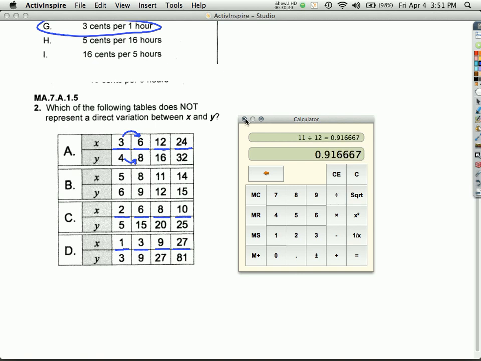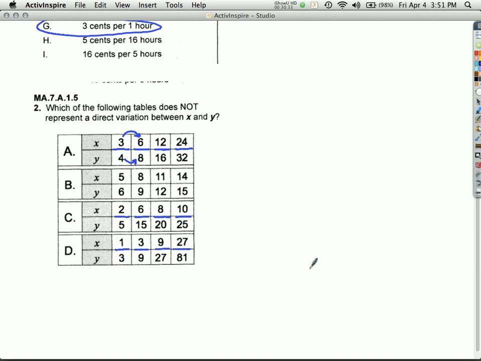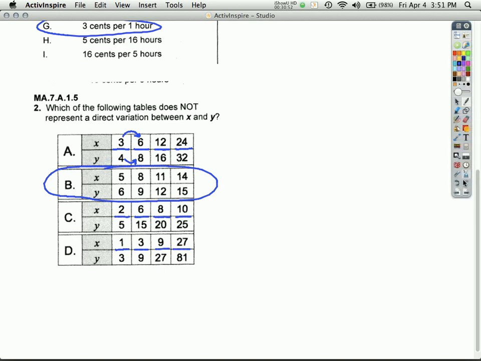They're all different. So in this case, you actually didn't even need to know what a direct variation was. You just had to find the one that didn't match the others. And the only one that didn't match was B. Okay? Any comments, questions about that? No comments, no questions. All right, number 3.